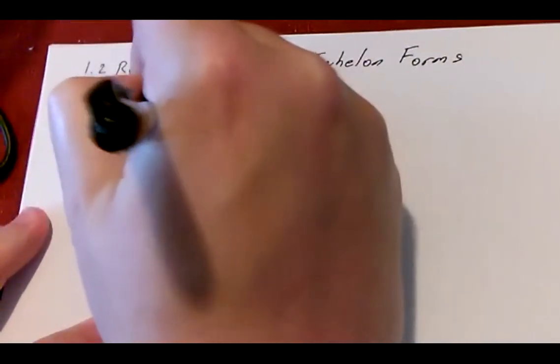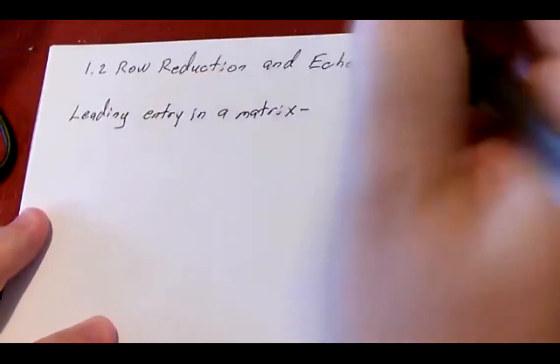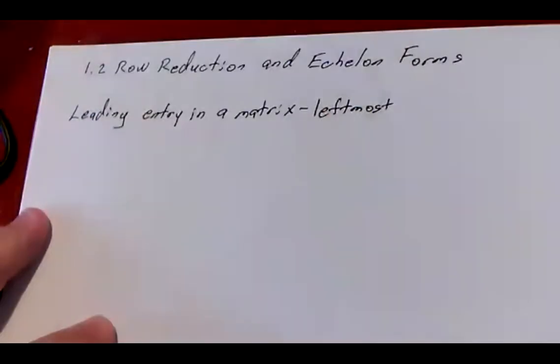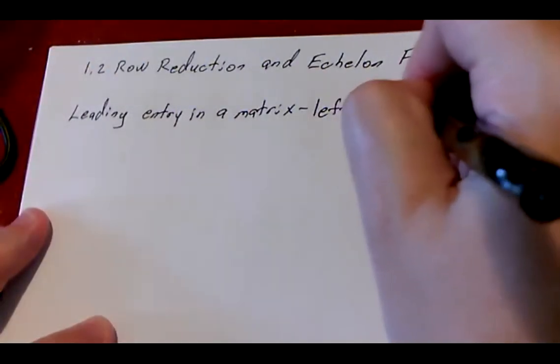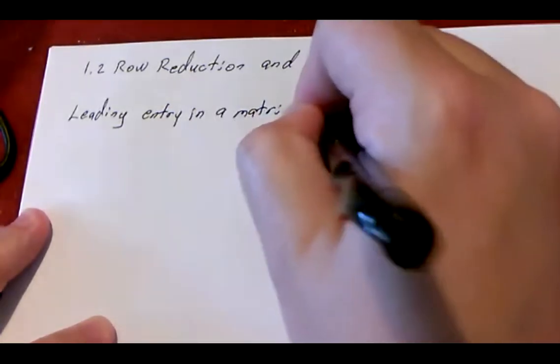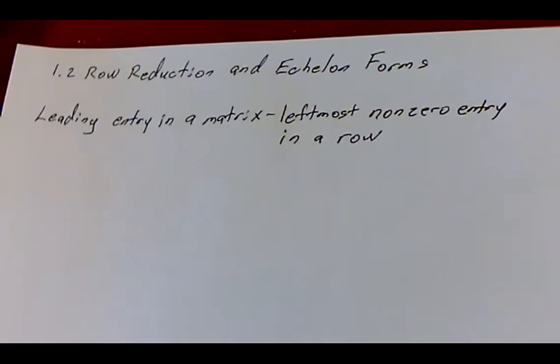A leading entry in a matrix is the leftmost non-zero entry in a row. So it's the first non-zero entry. I said the first last time, wrote leftmost this time. So the leading entry in a matrix is the leftmost entry. And again, we're looking at creating triangular matrices so we can determine the solution to a set of linear equations, or a system of linear equations.